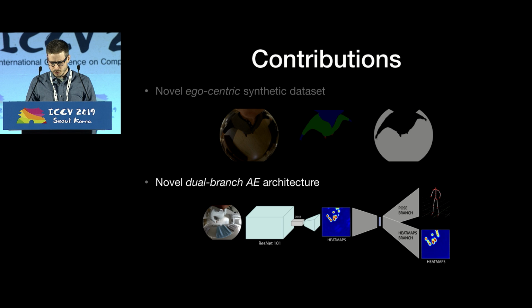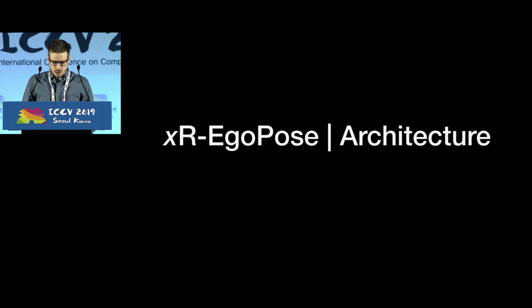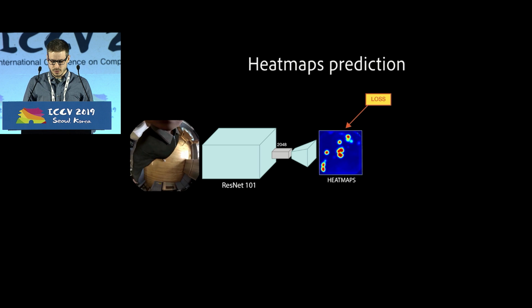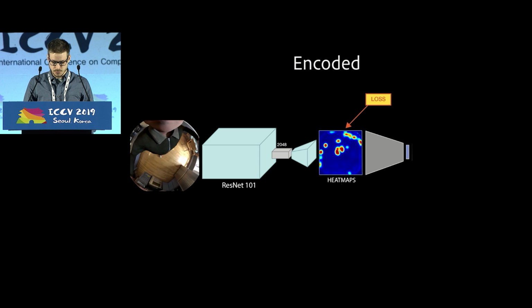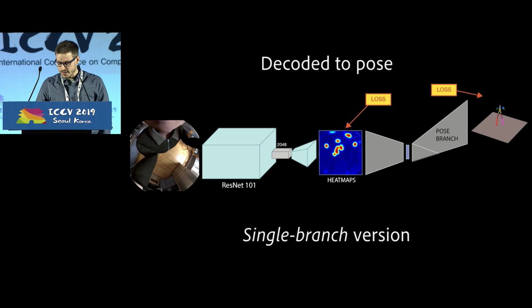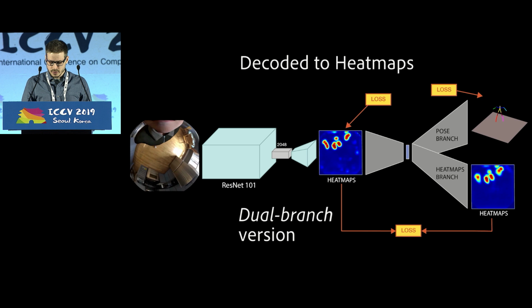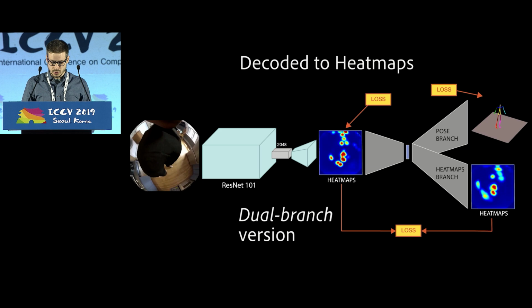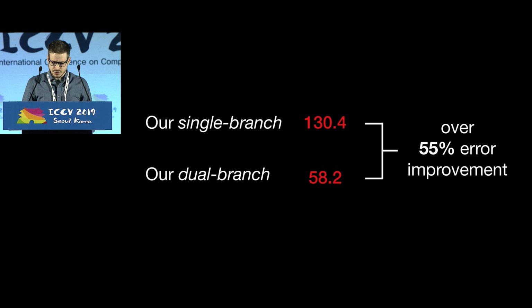Our second contribution is a novel dual-branch autoencoder architecture. In this architecture, the first module regresses heatmaps that encode 2D joint locations and their associated uncertainty with a supervised loss on ground truth 2D annotations. Heatmaps are then encoded in a low-dimensional embedding. The decoder has two branches. The first decodes the 3D poses from the latent space, while the second reconstructs the input heatmaps. This is to force the latent vector to encode the uncertainty of the 2D joints. Our ablation study shows that adding the second branch to encode uncertainty in the latent space provides a massive 55% improvement with respect to the single branch version.